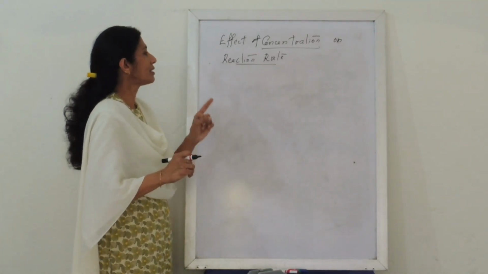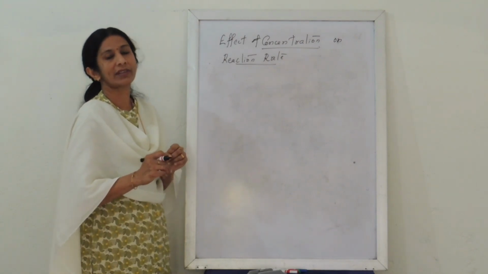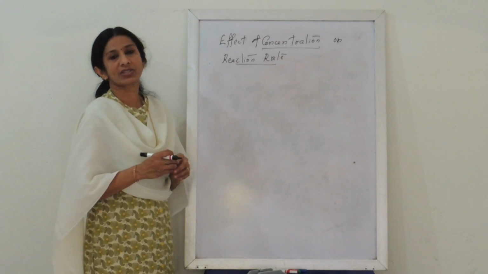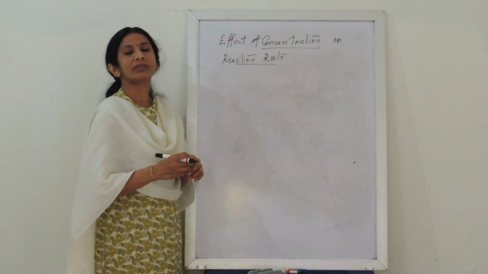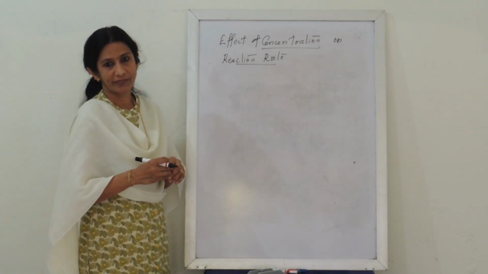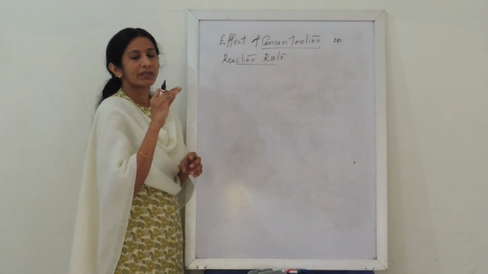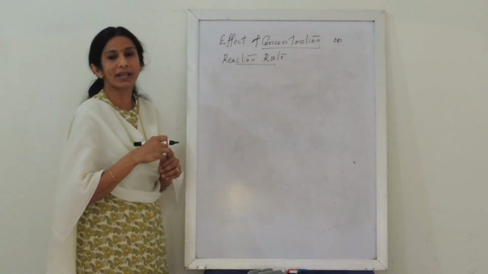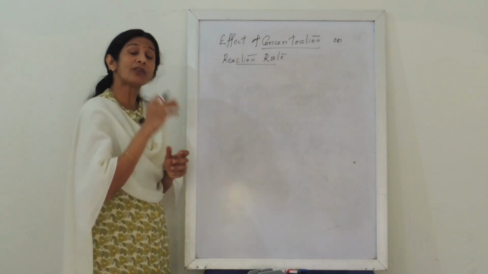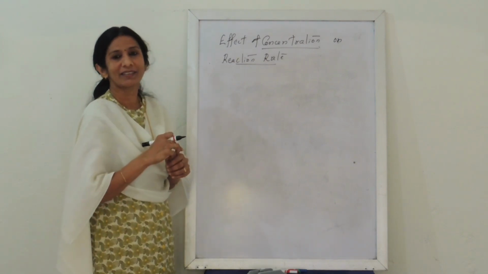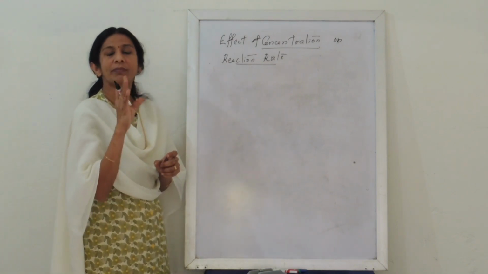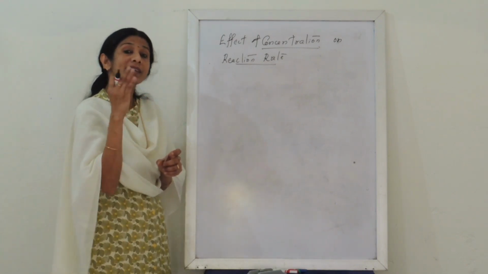Effect of concentration on reaction rate. നമ്മൾ കണ്ടു the rate of a reaction, it depends upon the concentration of the reactant. അതായത് റിയാക്ഷൻ കോൺസെൻട്രേഷൻ കൂടുതലാണെങ്കിൽ റിയാക്ഷന്റെ റേറ്റ് കൂടുതലായിരിക്കും. Then according to law of mass action, കഴിഞ്ഞ കൊല്ലം കണ്ടതാണ്, that is the rate of a reaction is proportional to the product of concentration of the reactants.